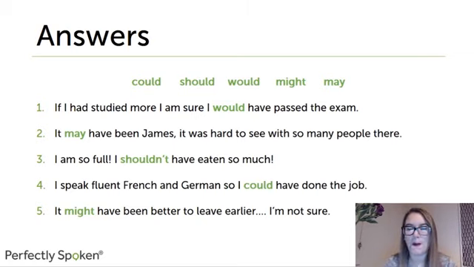Number 4, I speak fluent French and German, so I could have done the job. Could, because remember, could expresses ability. You're able to speak French and German, so you have the ability, you could have done the job. Number 5, it might have been better to leave earlier. I'm not sure. Again, interchangeable with may because we're just expressing possibility here.